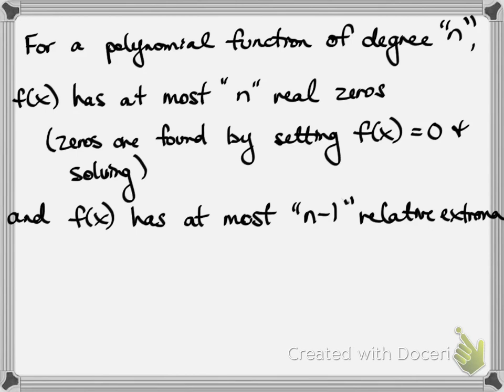Okay, so for a polynomial function f of x of degree n, f of x has at most n real zeros. And zeros are found by setting f of x equal to 0 and solving it. So you can find the zeros just by setting the function equal to 0 and solving it. And so here's one truth about this function. And f of x has at most n minus 1 relative extrema. So for example, well, I don't want to do an example quite yet. I want to show you this box here.